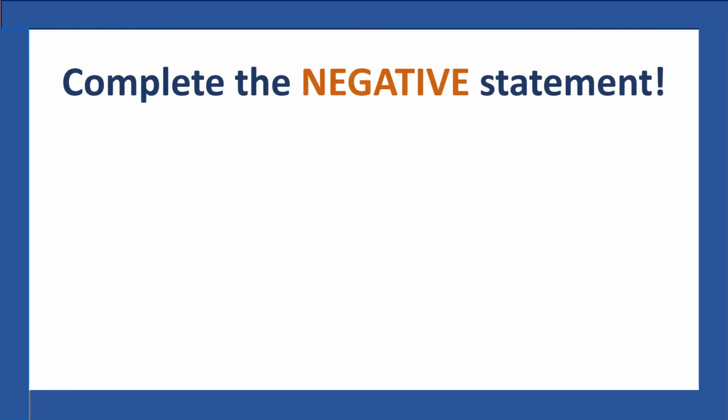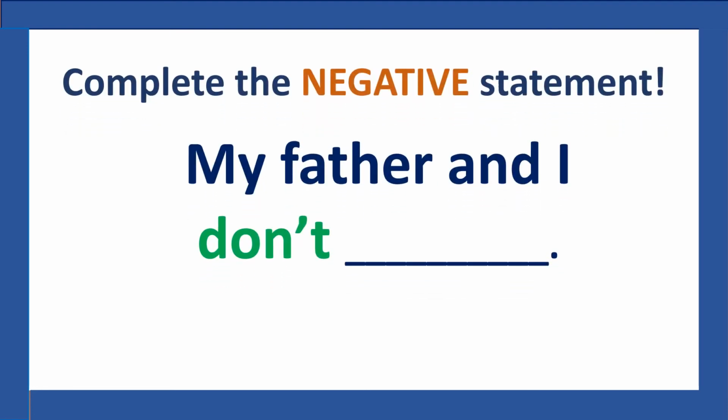Complete the negative statement. My father and I don't. What is don't? That's right, it's a helping verb. So we need to put a verb after that. My father and I don't live in the same city. My father and I don't talk often. Live and talk, verb.